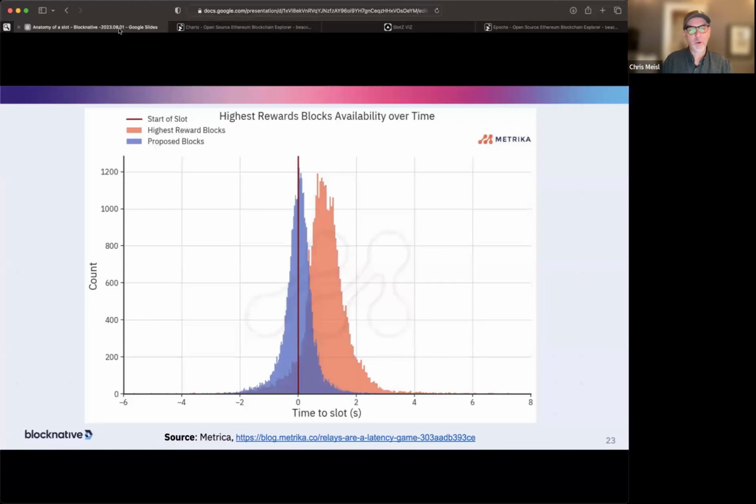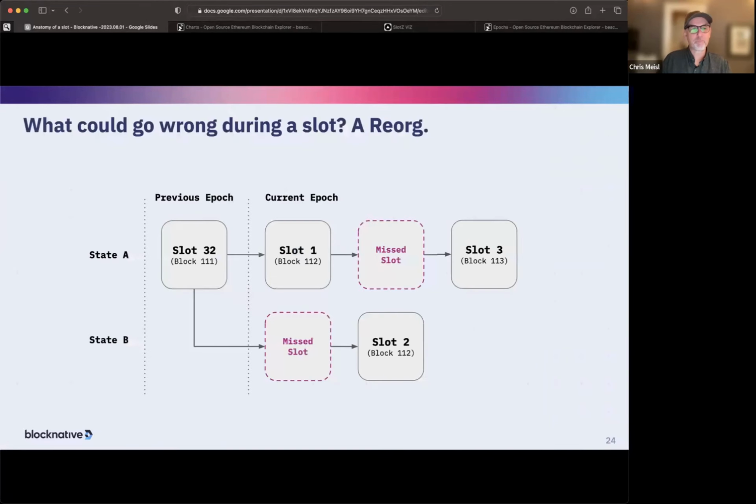Cool. All right, going back to the presentation then. Let's talk a little bit about these missed slots, since there was a question about that earlier. So you have a slot that comes in, you fill it with a block, so that's in the previous epoch, and now in the current, actually this could be just the previous slot, but this is at the epoch boundary.